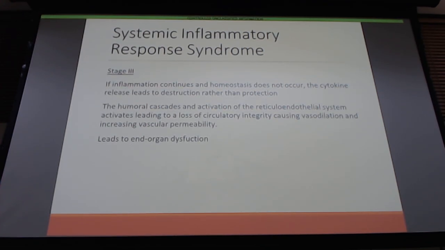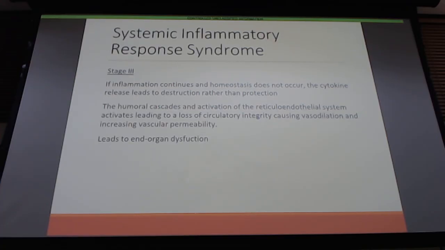Right? This is the bad stage. This is where the scales may tip over towards a pro-inflammatory reaction. Okay? When you get to stage 3, it's going to progress to the endothelial dysfunction. Right? And here it tells you the inflammation continues and homeostasis does not occur. The cytokine release leads to destruction rather than protection. Because just like we talked about with toxic shock syndrome, your body just starts blowing up everywhere. Your inflammatory reaction in all your vessels just starts overwhelming your body.